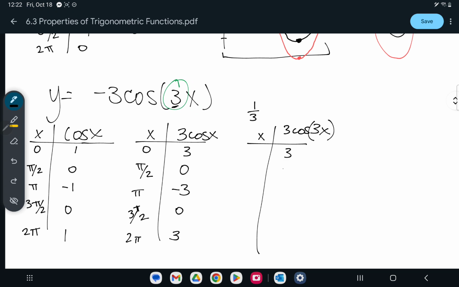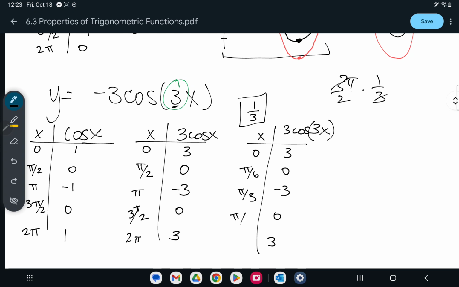So the y is not going to change. It's the x value that is going to change by a factor of 1/3. So 0 times 1/3 is 0. Pi over 2 times 1/3 becomes pi over 6. Pi times 1/3 is just pi over 3. 3 pi over 2 times 1/3, the 3's will cancel, and I'm left with pi over 2. And then that last one is just 2 pi over 3.